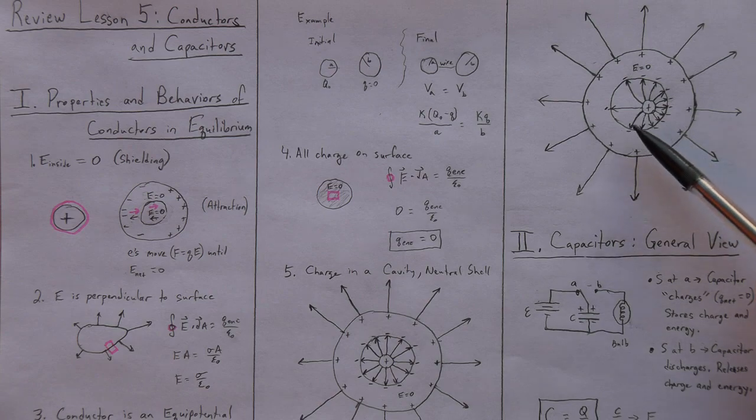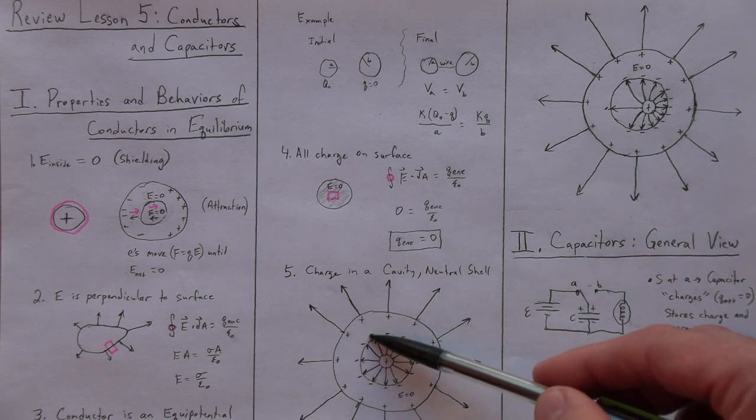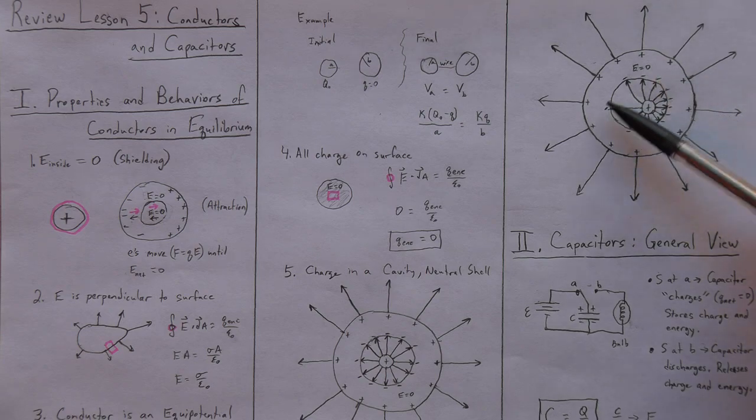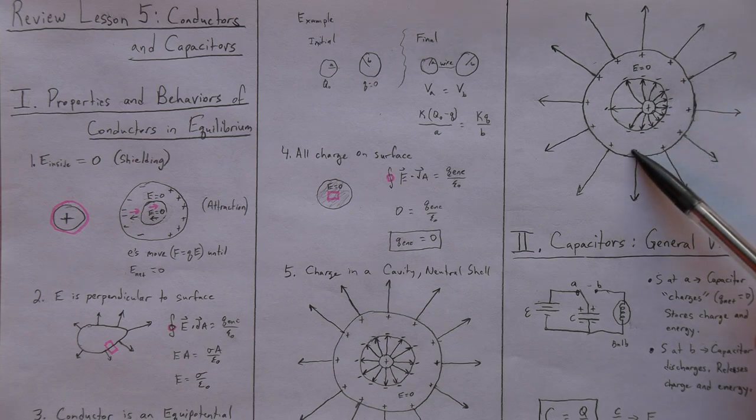And what that means is now the minuses that were formerly evenly distributed over here are now more concentrated over here. And so there's still 12 minuses like over here, they're just more concentrated. The E in this cavity is still 0, even though I move this off-center.